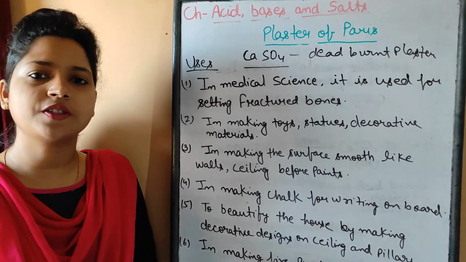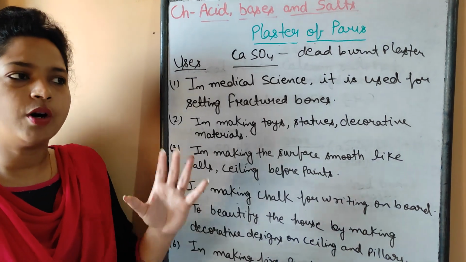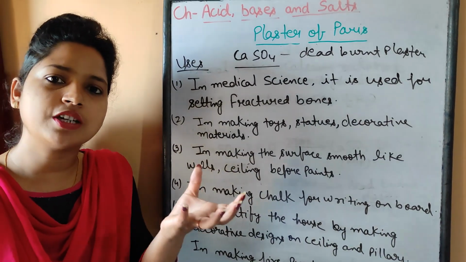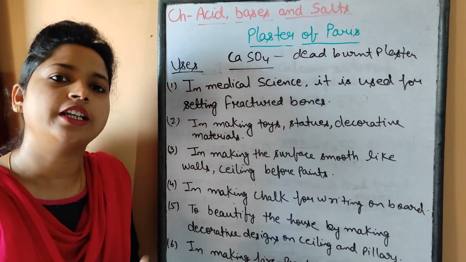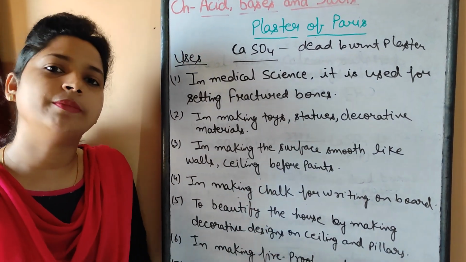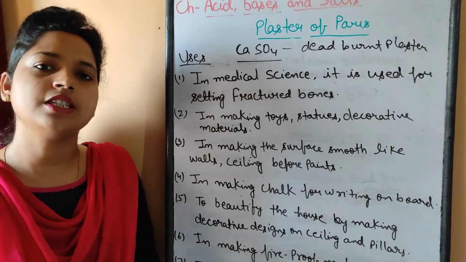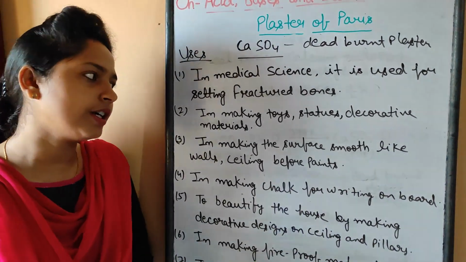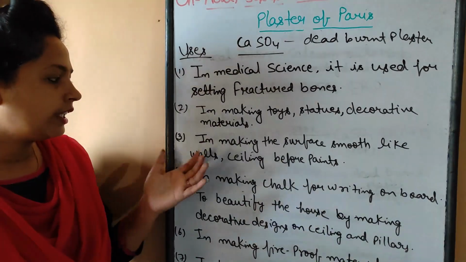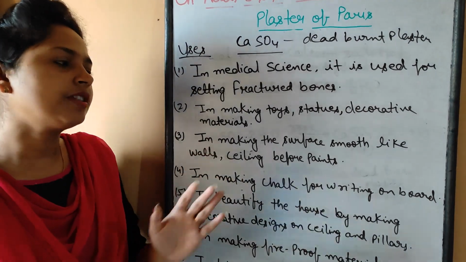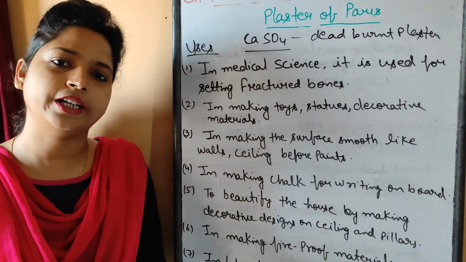Many of you have seen various decorative pieces made of POP. Many pieces look like cement form, you think it is made of cement and someone has colored it, but actually it is never cement. That is actually POP. So the second use is that it is used in making toys, statues, decorative material, etc. The third one is in making the surface smooth, like walls and ceilings, before paints.